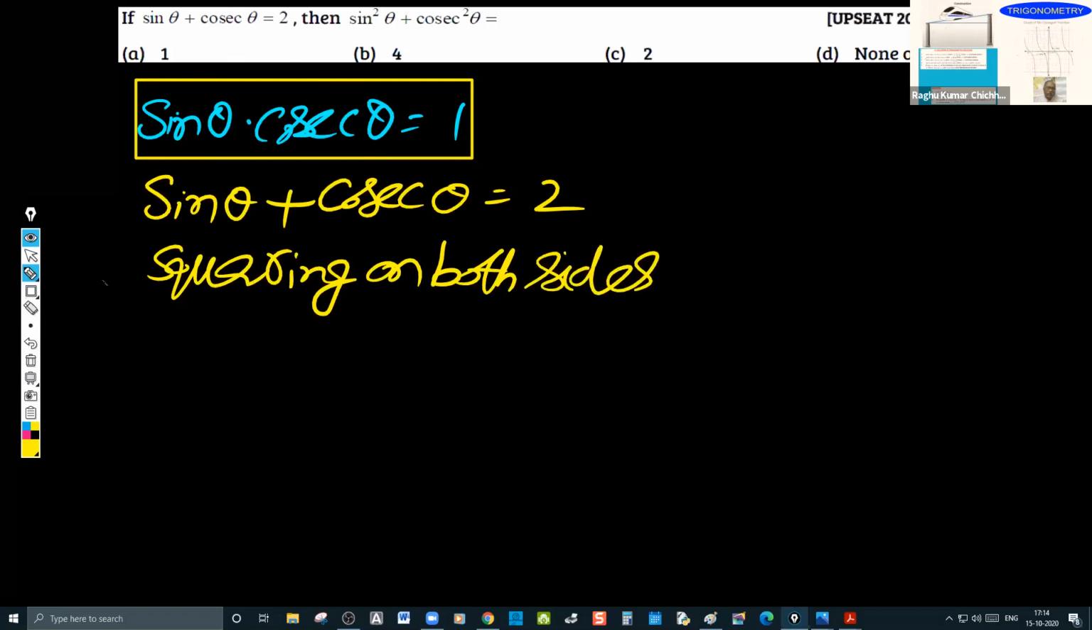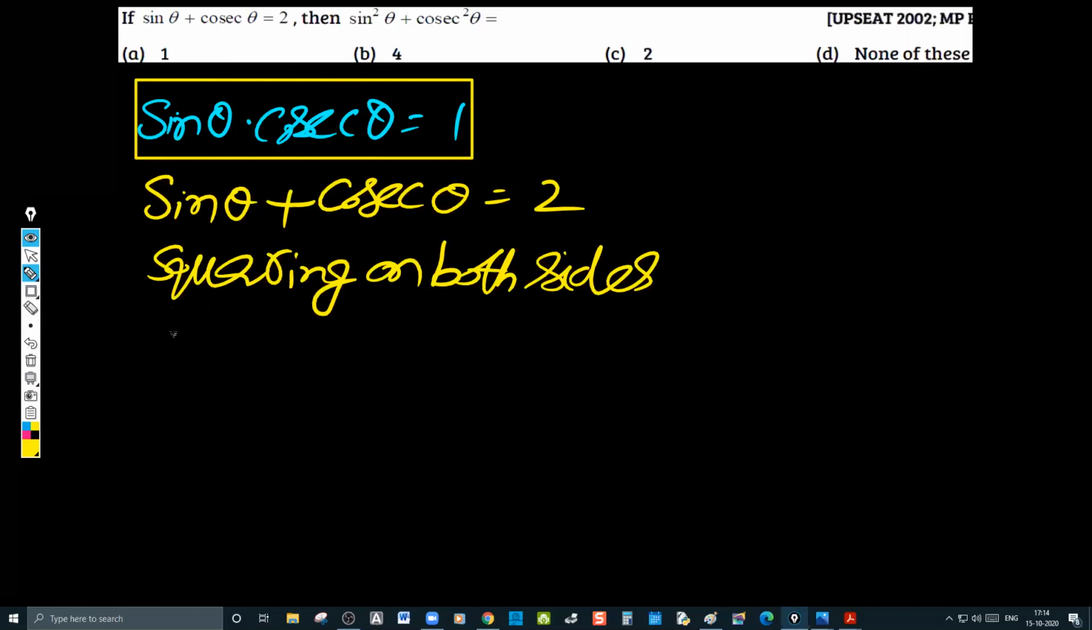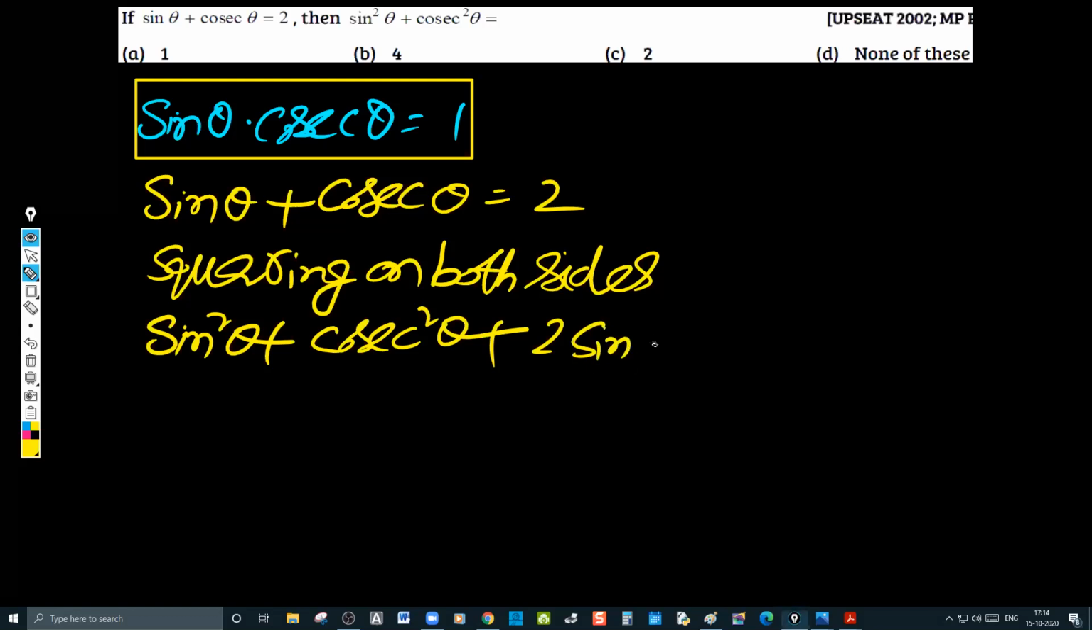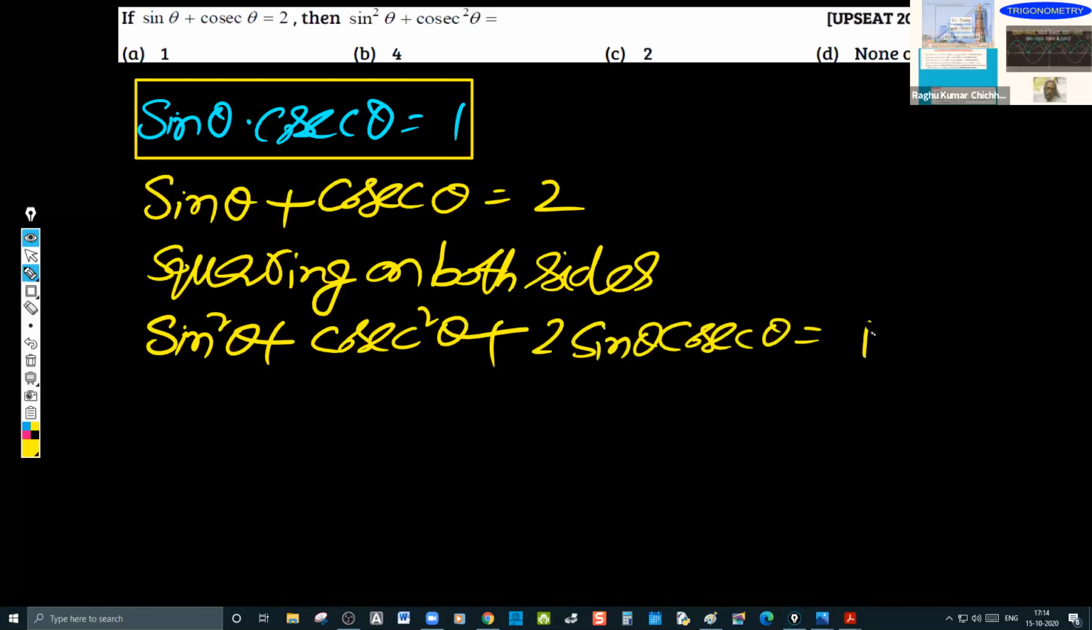Can you help me out in squaring this? So that's A square plus B square plus 2AB. That's sine square theta plus cosec square theta plus 2 sine theta cosec theta is equal to 2 square, that is 4.